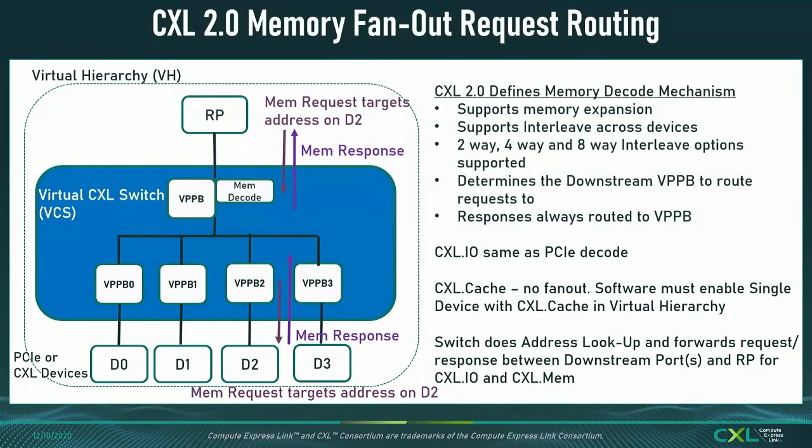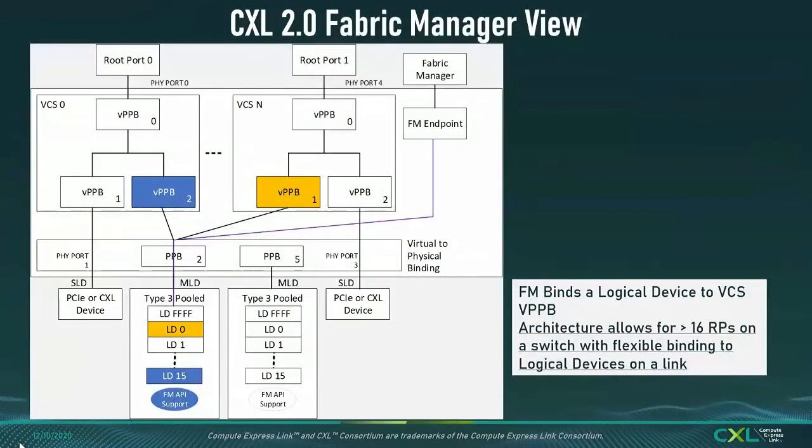CXL.cache, recall that there is no fan out that the switch provides. So software must enable a single device with CXL.cache in that virtual hierarchy. Switch does address lookup and forwards the request and response between the downstream ports and the root port for CXL.io and CXL.mem. And if it is CXL.cache, of course, there is one port and you know where to send it to. Next slide, please.